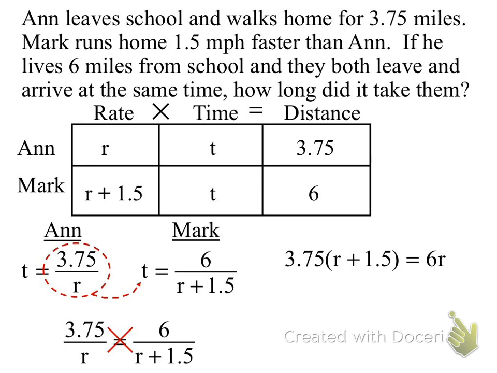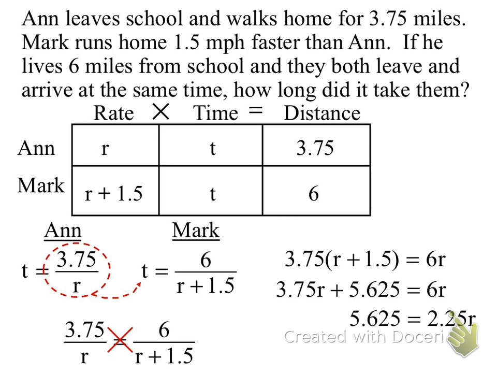I think at this point, I guess you're using a calculator. You may as well just keep the decimal. At this point, I probably would clear it. And then you divide, and we end up with 2.5 for R. What does that mean, 2.5? 2.5 what? Anne is walking 2.5 miles per hour and Mark runs 4 miles per hour. Does that make sense?